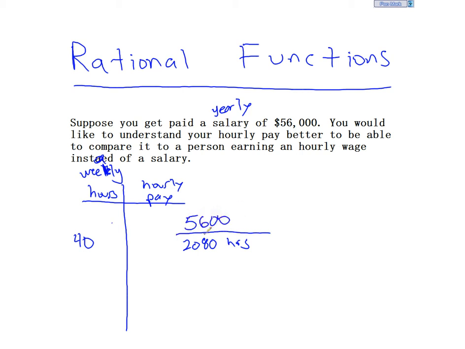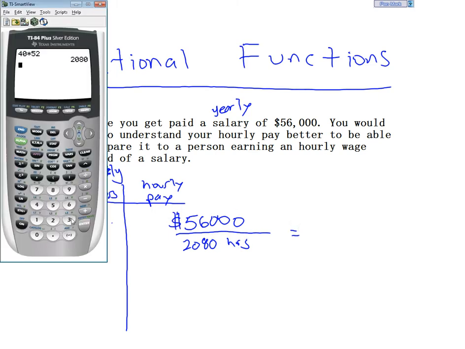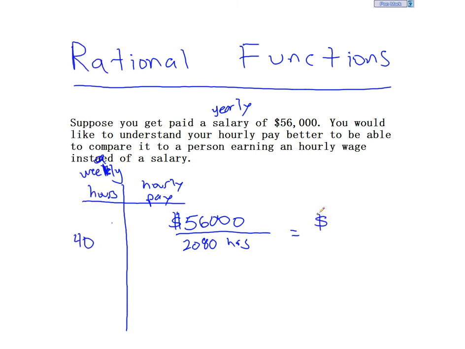Their annual salary is $56,000, so to figure out their hourly pay, we take $56,000 and divide it by 2,080 hours to get dollars per hour. That would be 56,000 divided by 2,080 hours, which would be about $26.92 per hour. So not bad, pretty good wage.